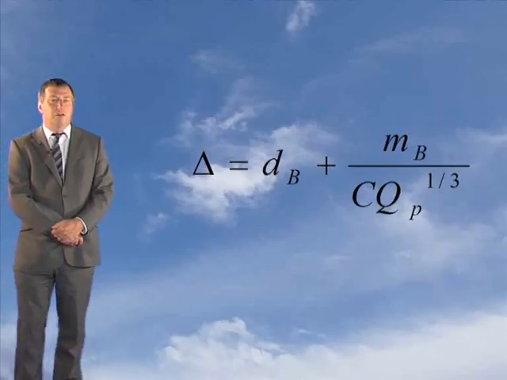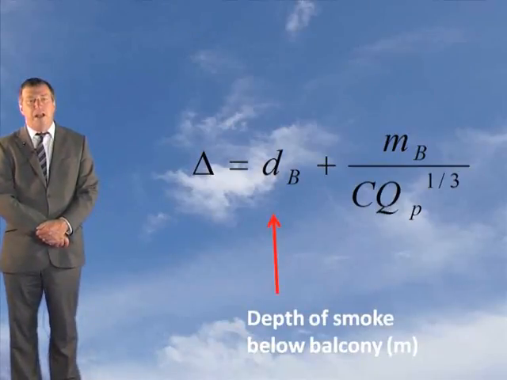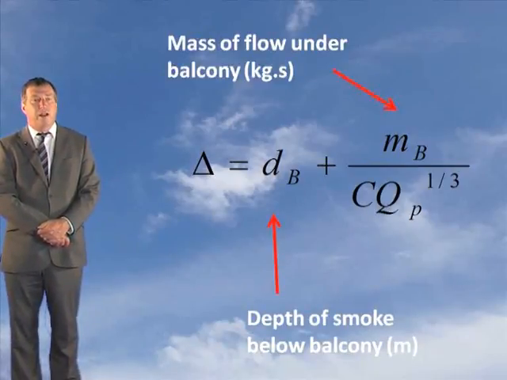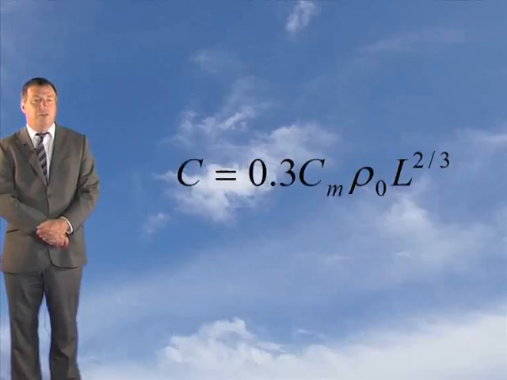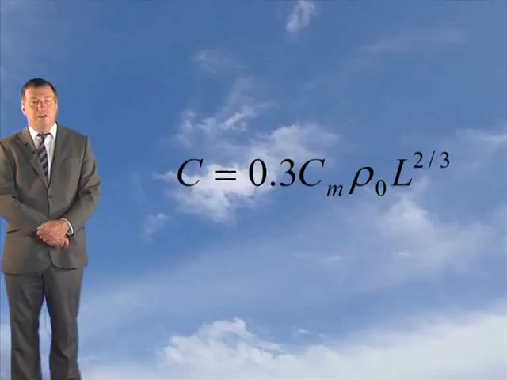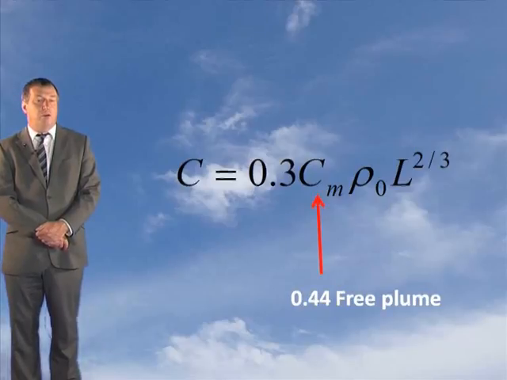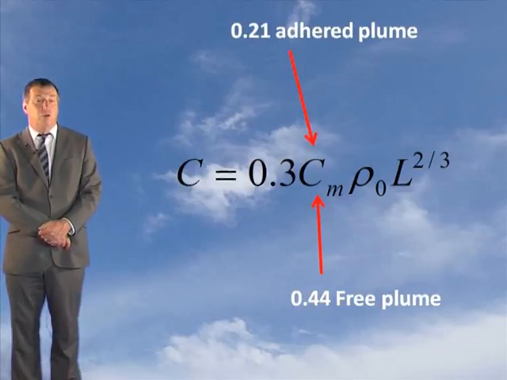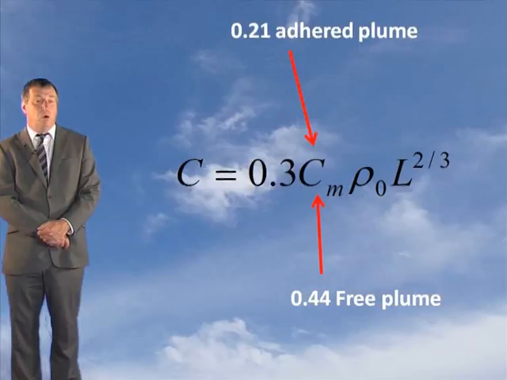Delta is calculated using this formula. dB and mB are the depth and the mass flow rate beneath the balcony, and C is given by this equation. Now Cm is a variable that has only two possible values. It has the value of 0.44 when the plume is free and the value of 0.21 when the plume is adhered to a wall. Let's look for a moment at free and adhered plumes.